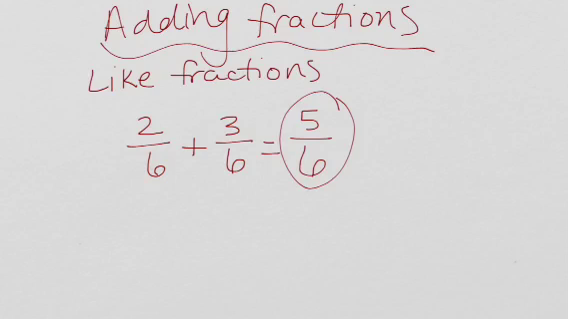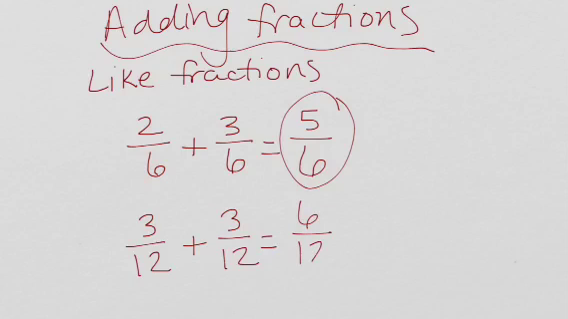Another example. So here we have twelfths. I'm going to add the numerators. 3 plus 3 is 6. The twelfths stay the same. But I see 6/12ths, I can simplify that.